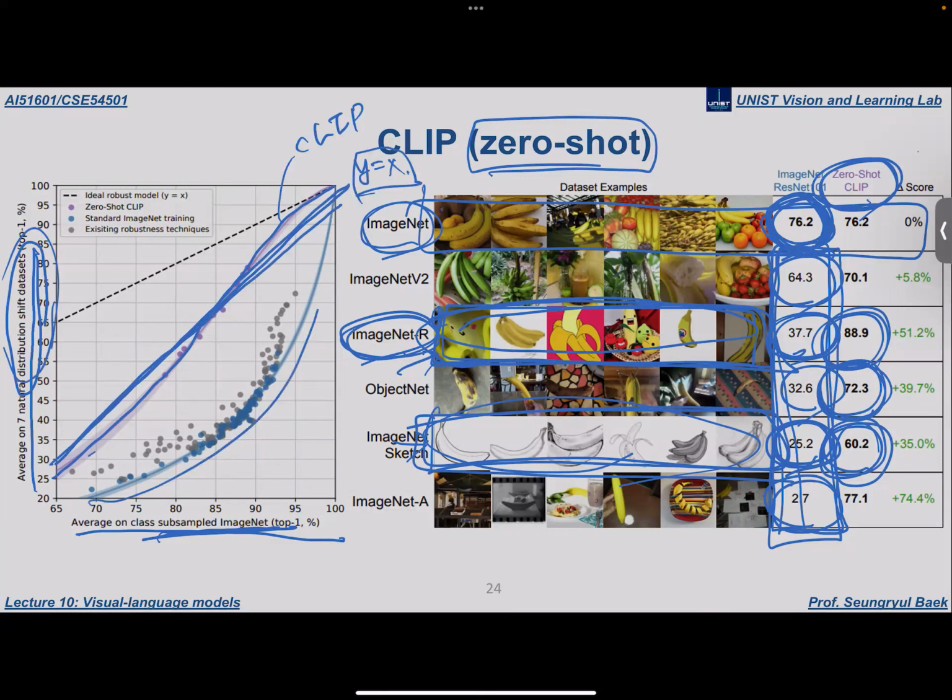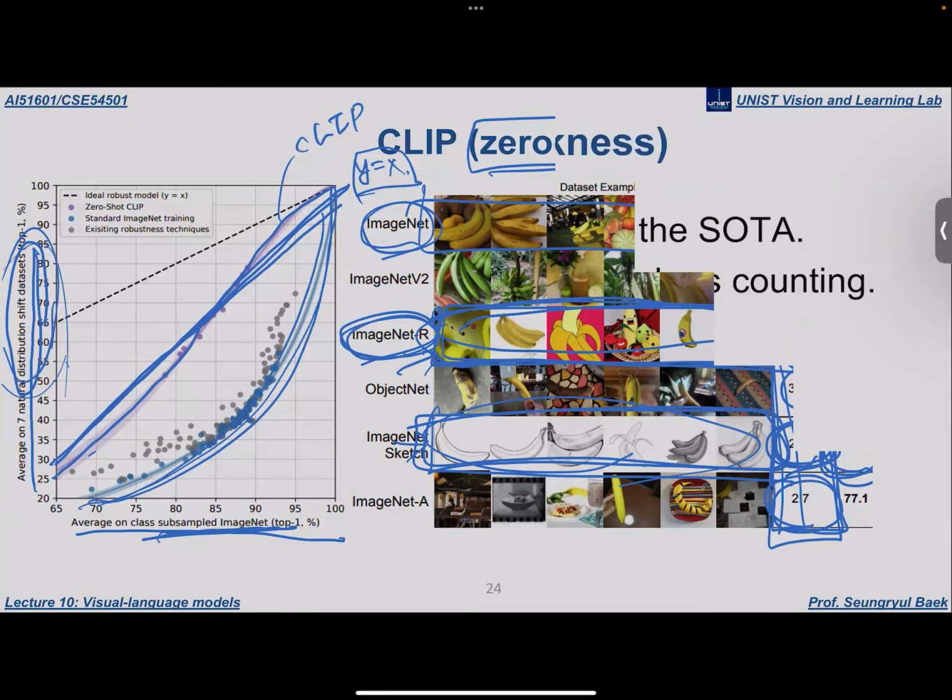But the traditional networks that were trained on ImageNet suffer on this domain shifted dataset. So this is also a good characteristic of CLIP.